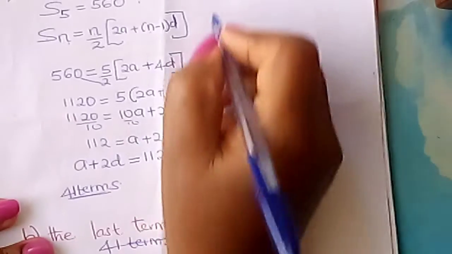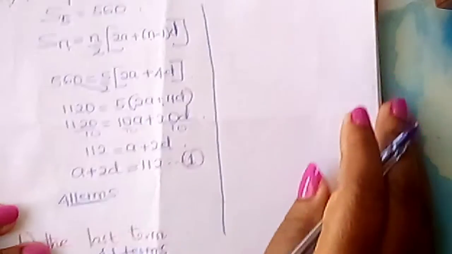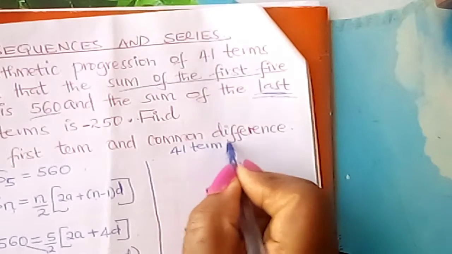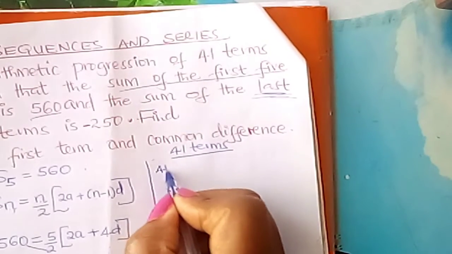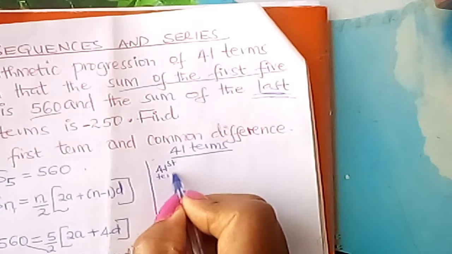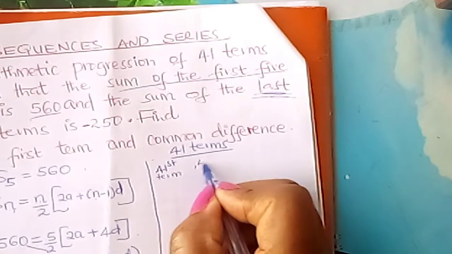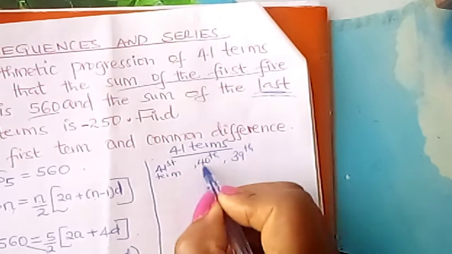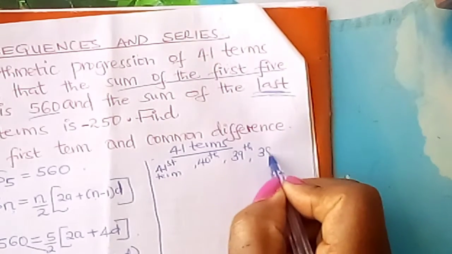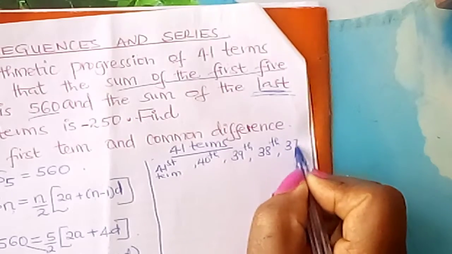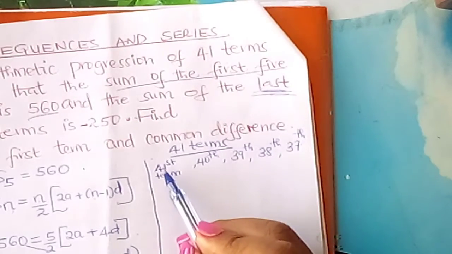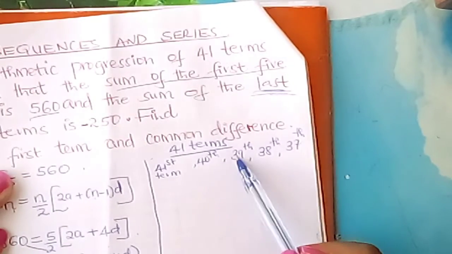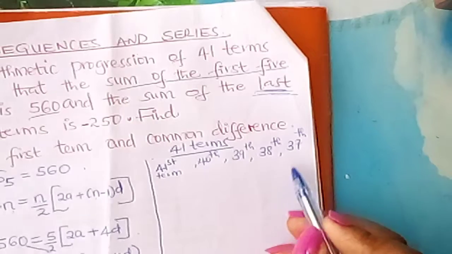So maybe I can write it here. We have 41 terms, so the last one is the 41st term, followed by the 40th term, followed by the 39th term. Those are 3 from the last. Then the 38th term, 37th term. Those are 5 from the last. We are told that the sum of these is negative 250.